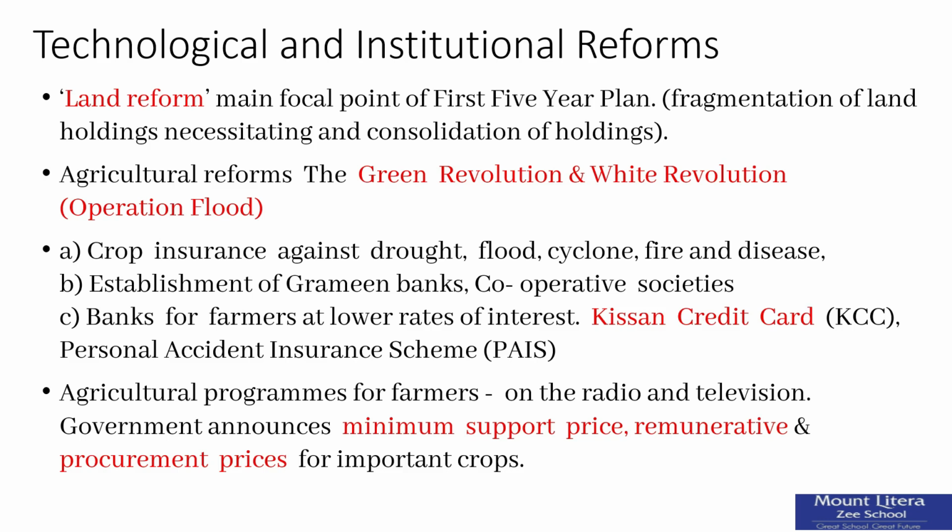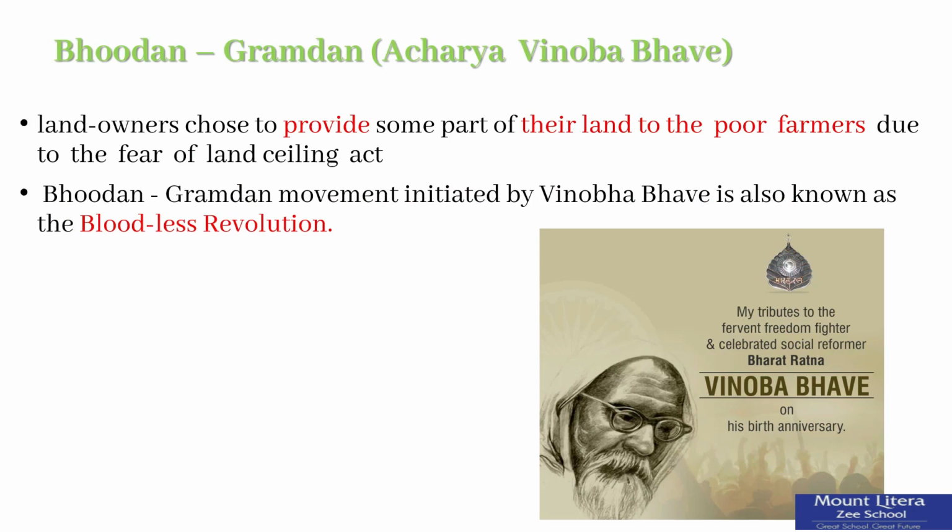Crop insurance against drought, flood, cyclone, fire and disease, establishment of Grameen banks and cooperative societies, and banks for farmers at lower rates of interest. Kisan Credit Card, KCC, and Personal Accident Insurance Scheme. Agricultural programs for farmers on the radio and television. Government announces minimum support price, remunerative and procurement prices for important crops. Next one is the Bhoodan movement.